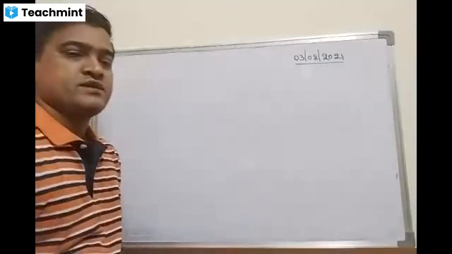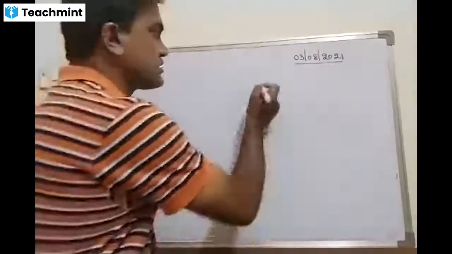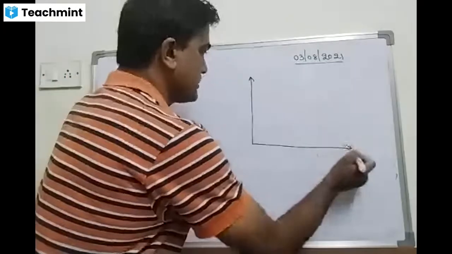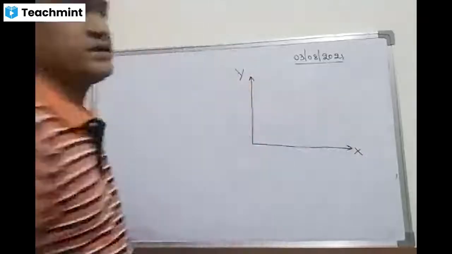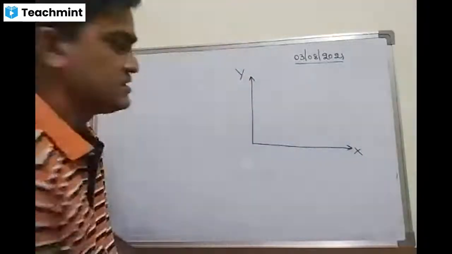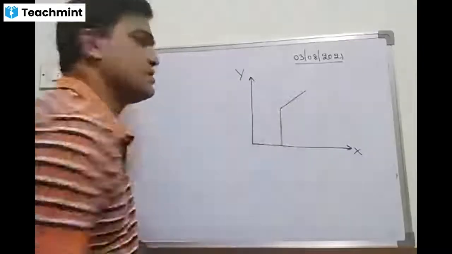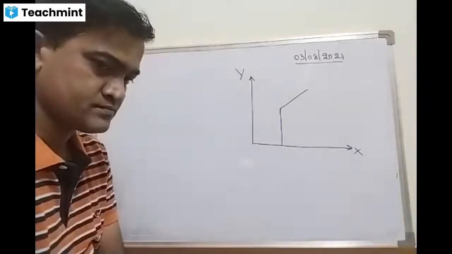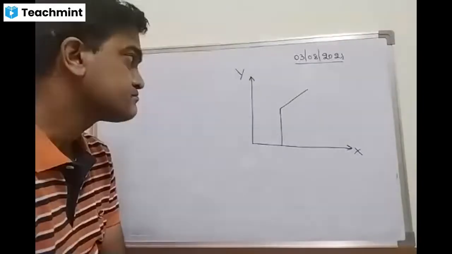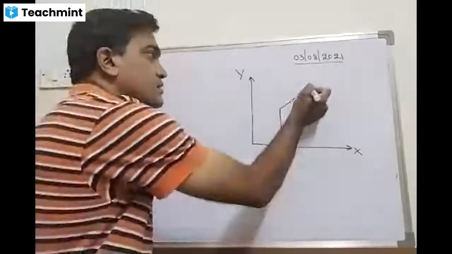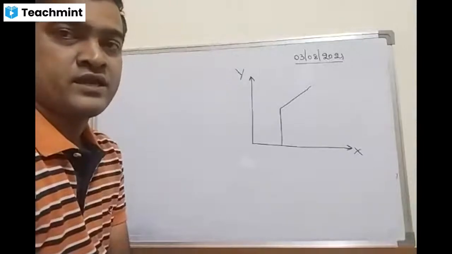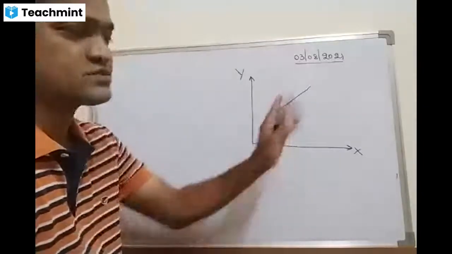To find, if you have a graph, x-axis, y, let's say you have a curve like this. Then I need to find out the area under the curve. Under the curve means here we have a side, of course.